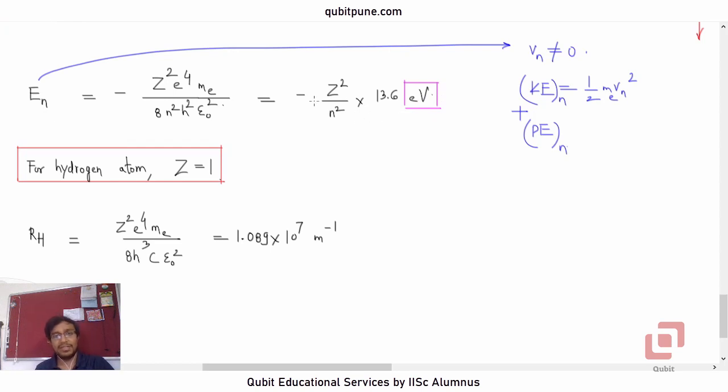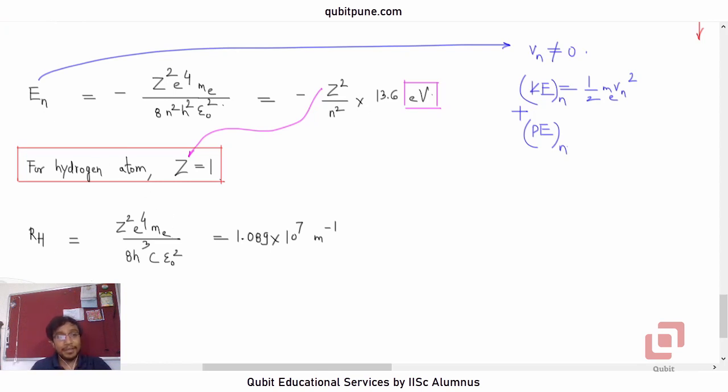Okay, and for hydrogen atom, Z is equal to 1, because there is only one proton. For deuterium and tritium also there is only one proton. But let's say for helium ion or doubly ionized lithium ion, Z will be different, and Z will be 2 and 3 respectively.